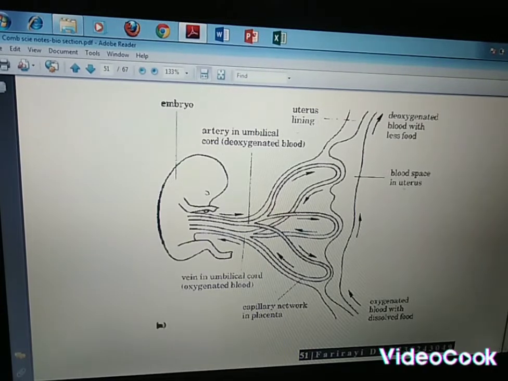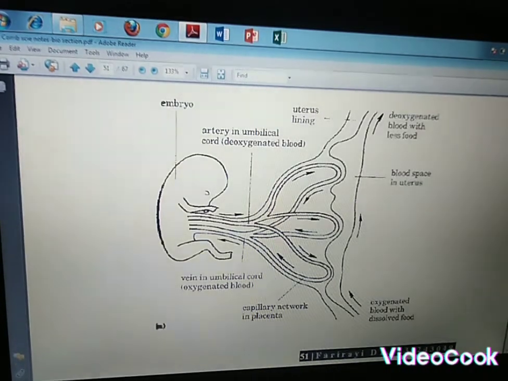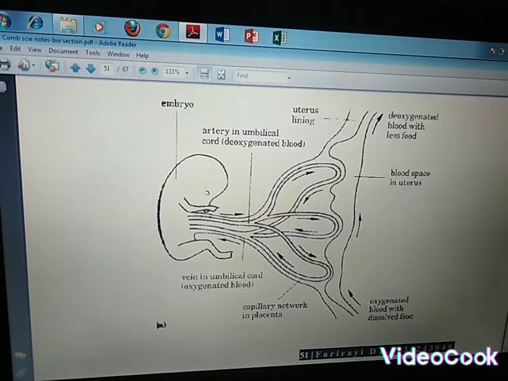Here is our embryo, our developing baby, and we have our mother on this side. What happens is we have food that comes in, and oxygenated blood that comes in. It enters the placenta here, and then it is carried to the baby. The baby utilizes the food and the oxygen, and it brings back the deoxygenated blood, the blood with waste materials, and it goes back to the mother, and then the mother will excrete it, right? This is done through the umbilical cord.